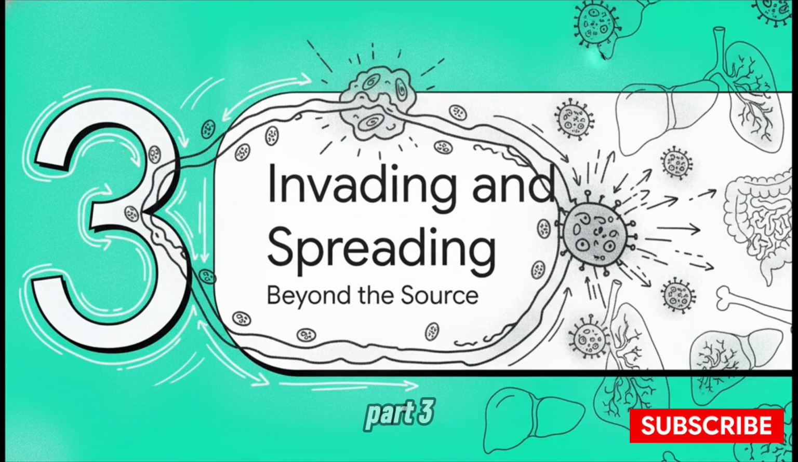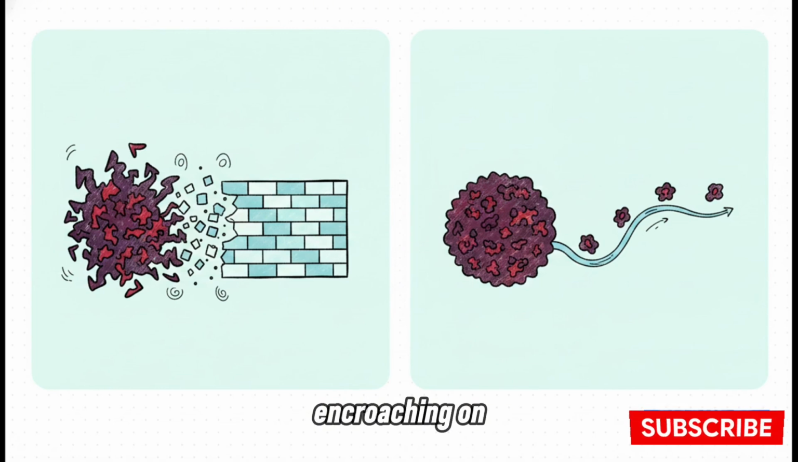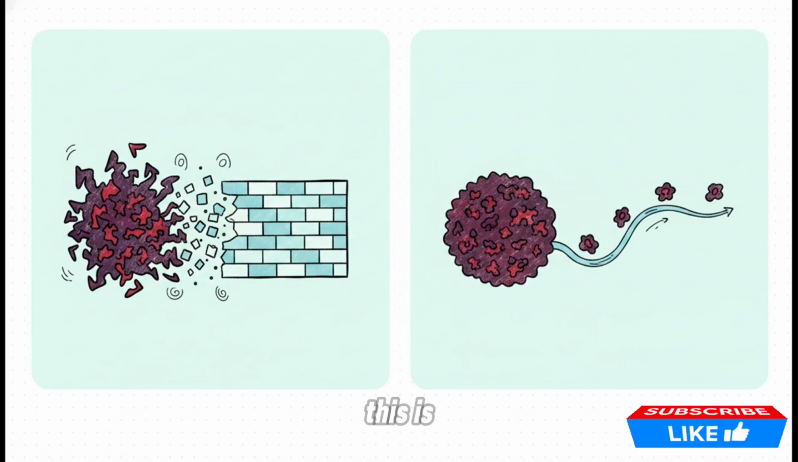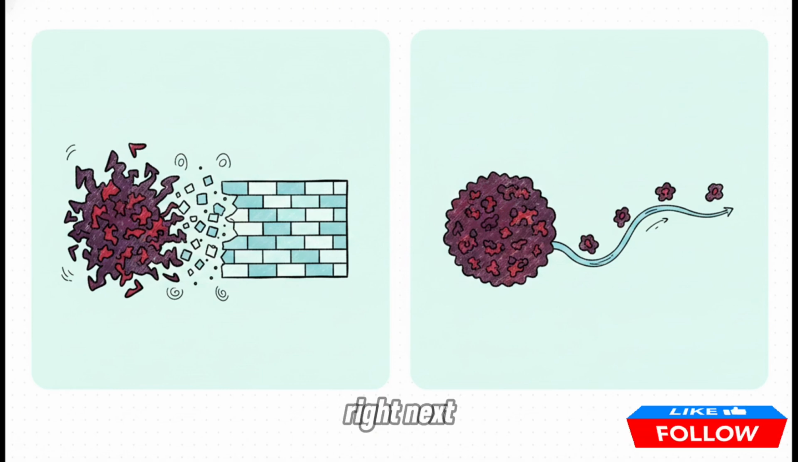Which brings us to part 3, invading and spreading. As a tumor gets larger, there are 2 primary ways it starts encroaching on the rest of the body. The first is what we call local invasion. This is when the growing tumor physically bulldozes into the normal tissue right next to it.